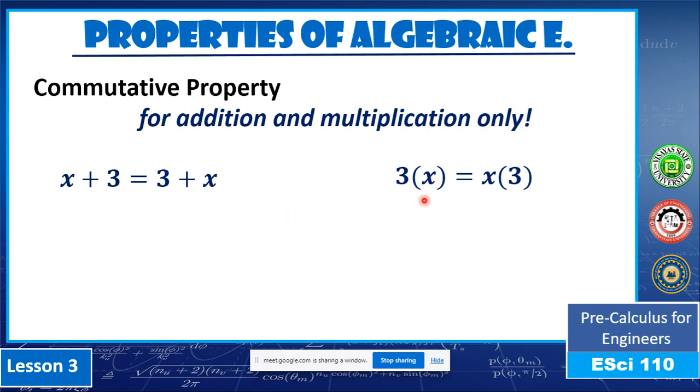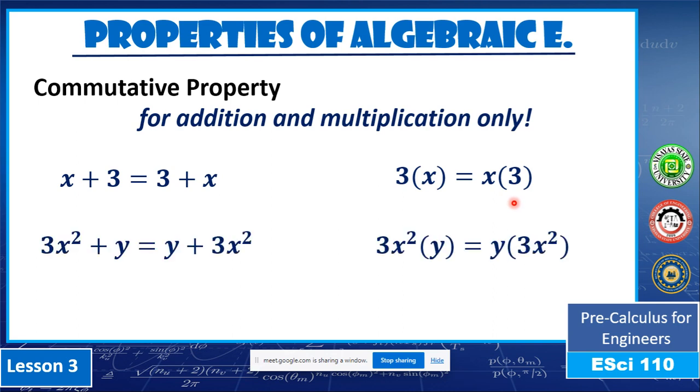And for multiplication, of course, we have 3 times x is just equal to x times 3. Kasi for example, sa division hindi pwede. Alam niyo ba kung bakit? For example, 4 divided by 2 is equal to 2. But if you're going to take the other side, which is 2 divided by 4, is equal to 1/2. So, magkaiba talaga siya. That's why commutative property is not applicable both on subtraction and division. Hindi siya pwede. Another example, 3x squared plus y is equal to y plus 3x squared.